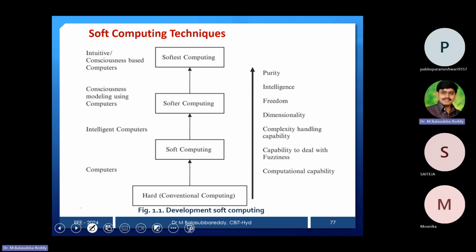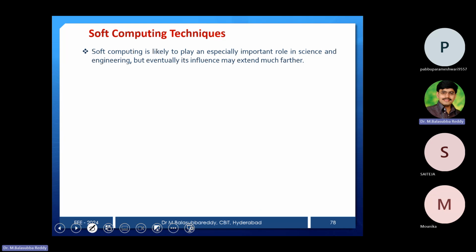All these things are going to be improved level by level, because the research started with the conventional methods. After that, it evolved into soft computing techniques. In soft computing techniques, we may have different strategies, whether it is a genetic algorithm or fuzzy logic or evolutionary algorithm or heuristic techniques. Like that, it evolved in many stages. And this is the way soft computing evolved. It plays an especially important role in science and engineering. All engineering problems nowadays we are solving using soft computing techniques, but eventually its influence extends much further.